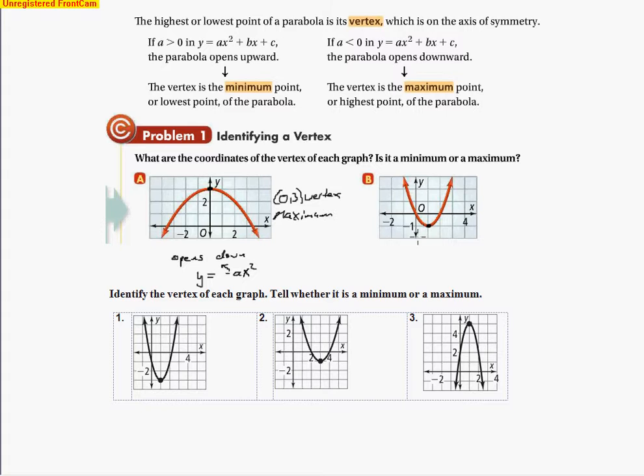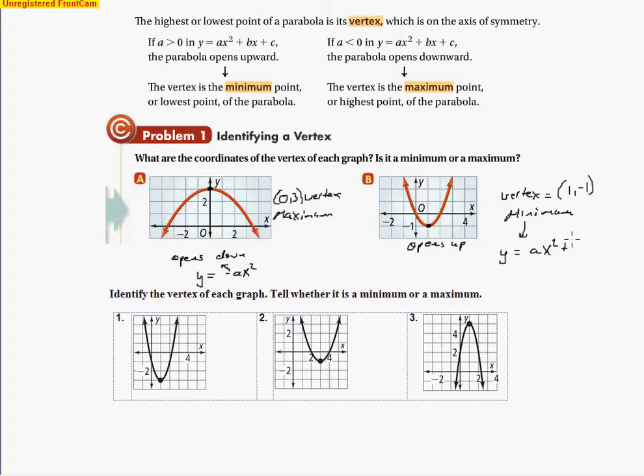This one opens up, and we see that the vertex here is 1 space to the right, 1 space down. So we'd say the vertex equals 1 to the right, 1 down, so 1, negative 1. And this one is a minimum point. It's a minimum point because it's as low as it goes right here. It doesn't get any lower, and so that's why they call it a minimum point. So we'll see that we always have a minimum point when we have the x squared term as positive.